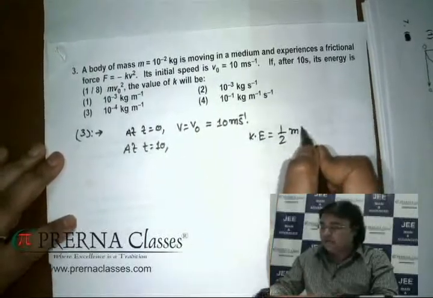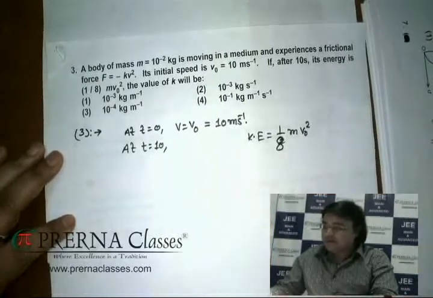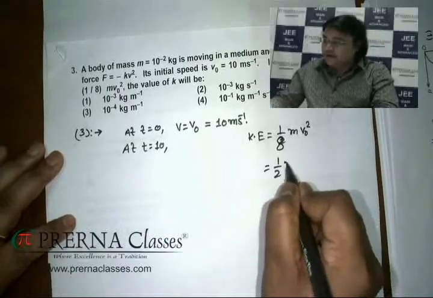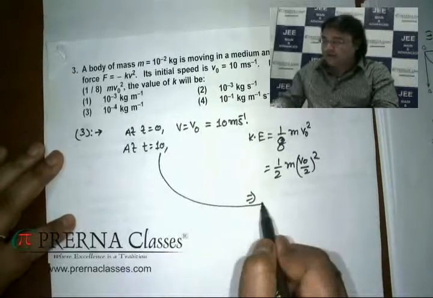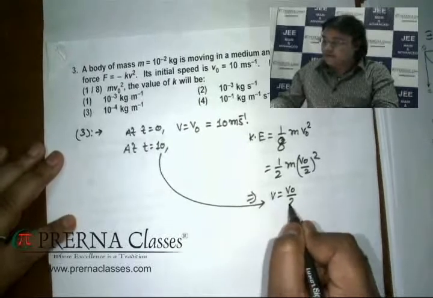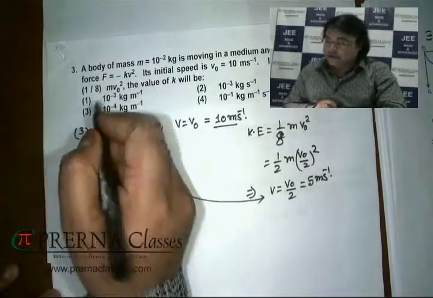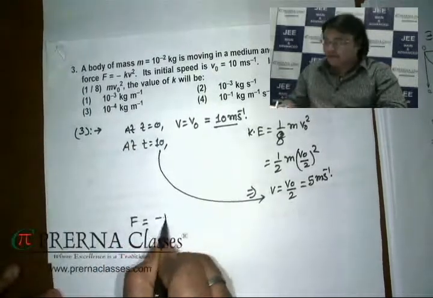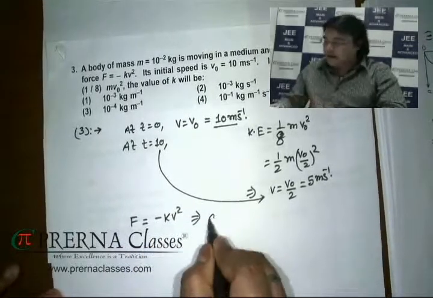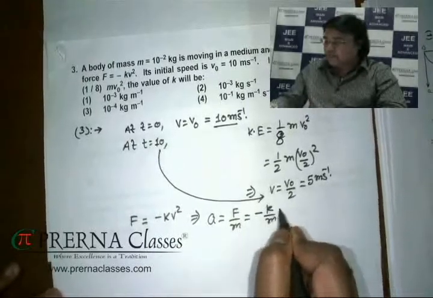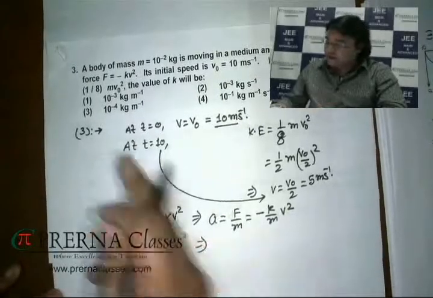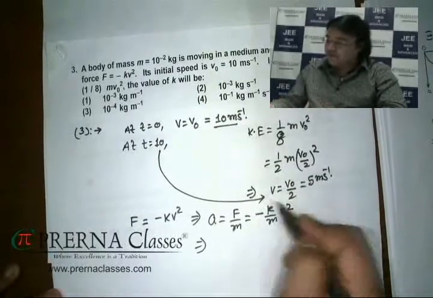Kinetic energy is half m into v naught square, 1 by 8 m into v naught square, it is given. So if you rearrange it, half m into v naught by 2 whole square, that implies at 10 seconds, velocity here is v equal to v naught by 2, or you can say 5 meter per second. Clear? So we have a velocity at 2 instants, at t equal to 0, and at t equal to 10 seconds. Now since expression of force is given, it is f equal to minus kv square, that implies acceleration expression is force by mass, so it comes minus k by m v square. Clear?